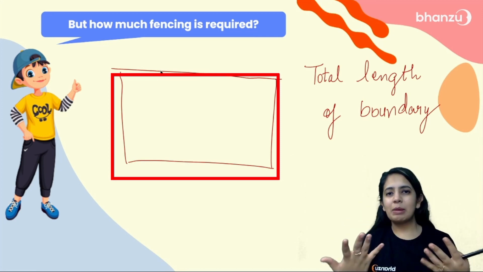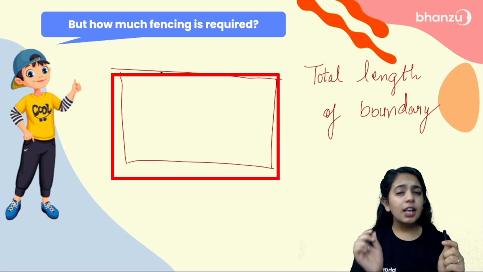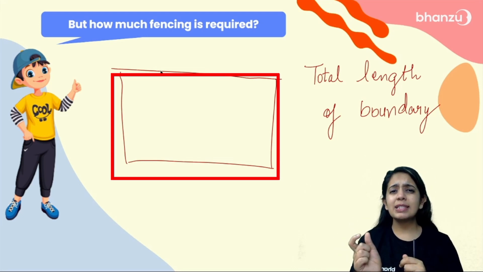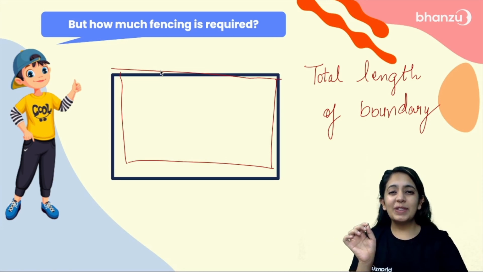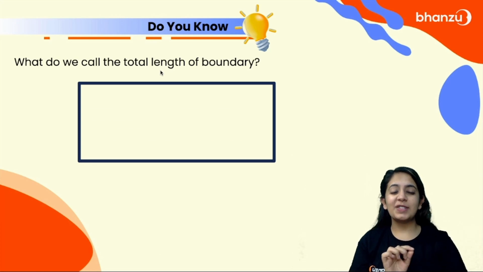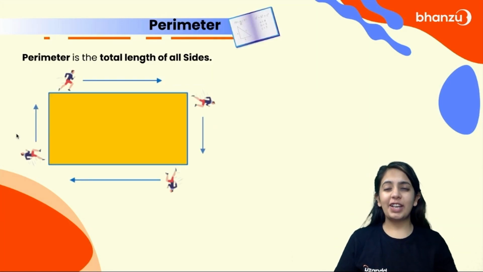Wait, every time I'm saying total length of boundary, so much confusion, right? Instead of this, can we use any special word? Because in maths, everything has a special name. So, my dear, the total length of the boundary is called perimeter. To find perimeter, we have to find out the total length of all the sides of that shape.